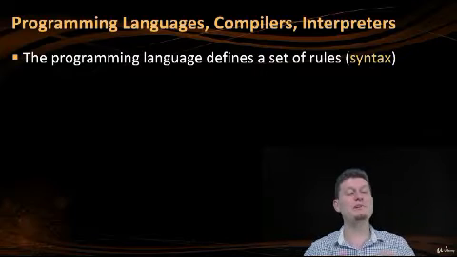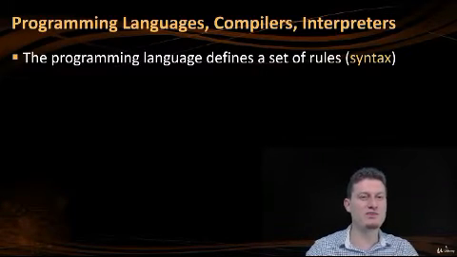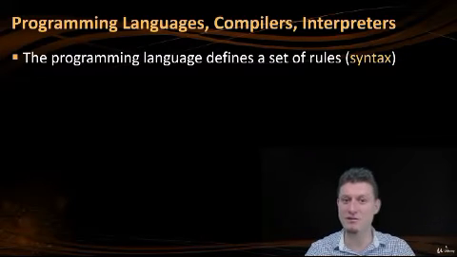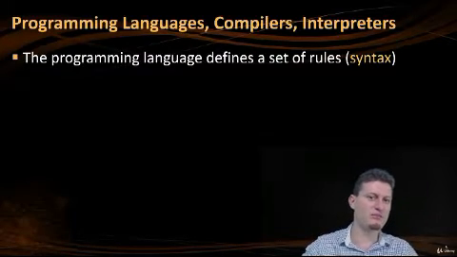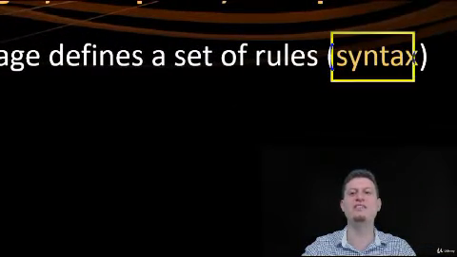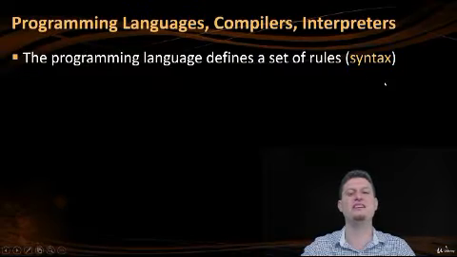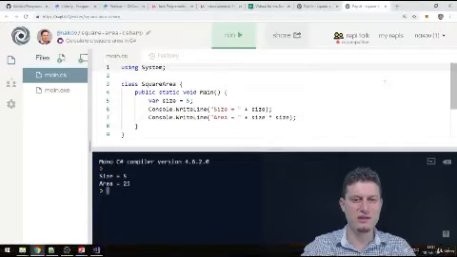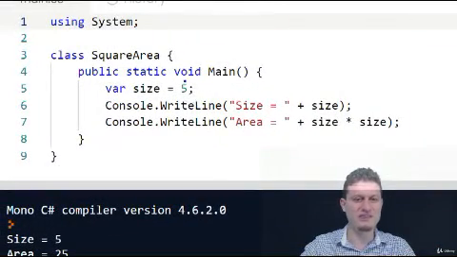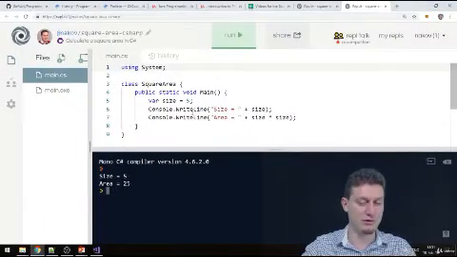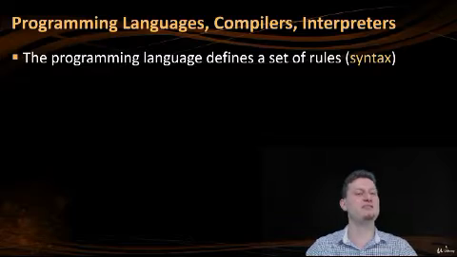So when we program and when we write code, we use a programming language, and we often use either a compiler or interpreter. The programming language defines a set of rules. It defines the syntax. Syntax is the rules that we follow when we write commands. For example, in C#, at the end of each command, we put a semicolon. This comes from the syntax of the C# language. If we write some other language, this might be different.